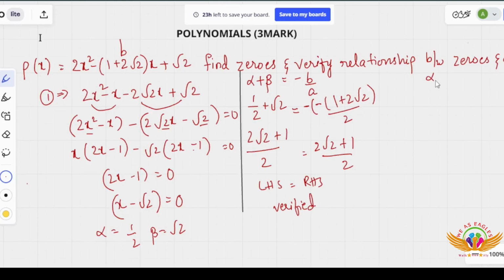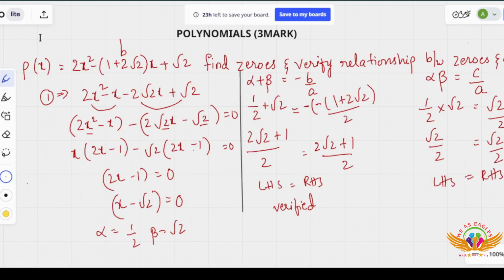The second formula we have is alpha beta equals c/a. Alpha is 1/2 into √2, so it is √2/2. Let us see what c is on the other side. C is √2, a is 2, so √2/2. We got both the same, √2/2 and √2/2. Hence LHS equals RHS, and this part is also verified.